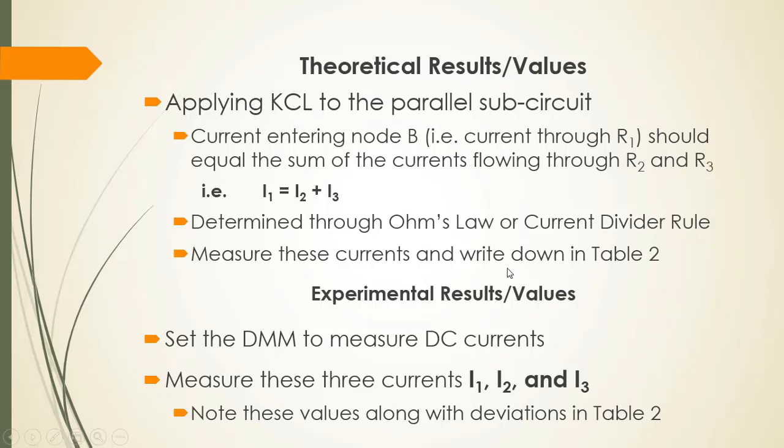After measuring these values, we will write them down in table number 2. To calculate the experimental values or results of the currents, we will set the DMM to measure DC currents. After setting the DMM, we will measure these three currents I1, I2 and I3 by inserting the DMM in series with R1, then R2, and then in series with R3. We will write down these values in table number 2, and after that we will calculate the deviation.